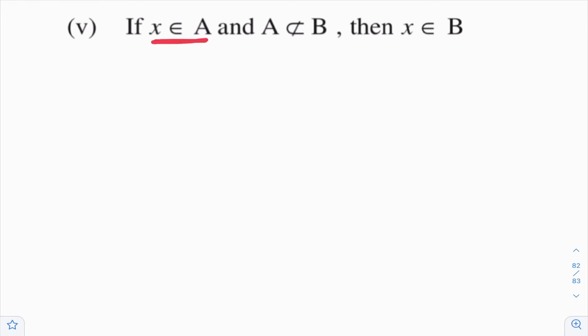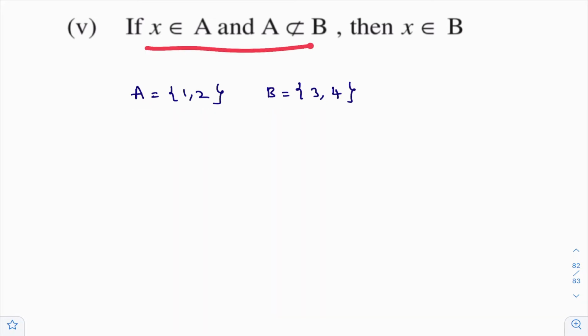X belongs to A and A is not a subset of B, then X belongs to B. They given like this. So I need to check whether this statement is true or false. I'll go with a counter example. I'll take set A as {1, 2}. Randomly I'm picking these things. A is not a subset of B, they given. I'll take set B as {3, 4}. You observe I took two sets in such a way that it satisfies these conditions.